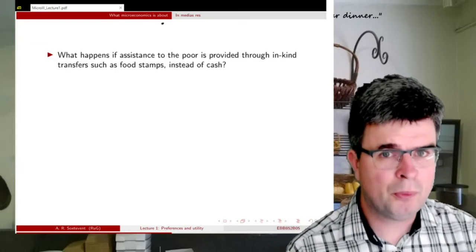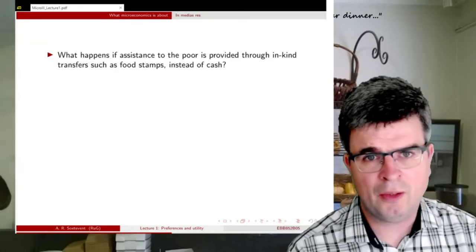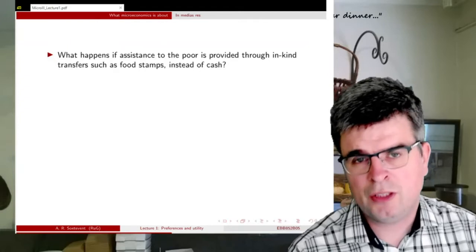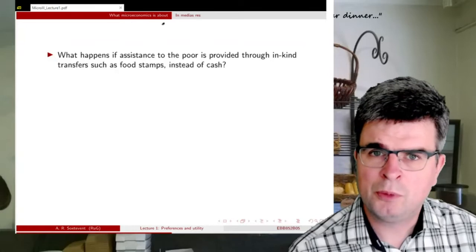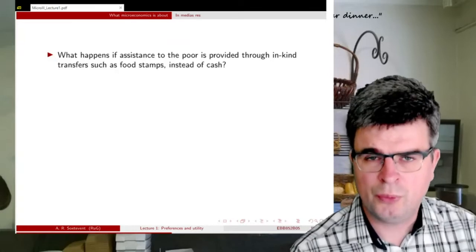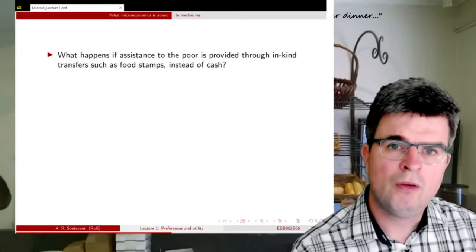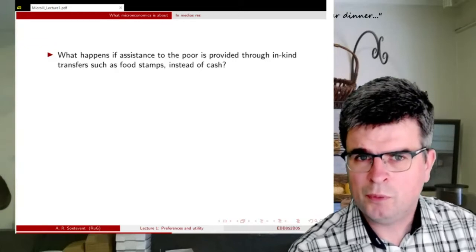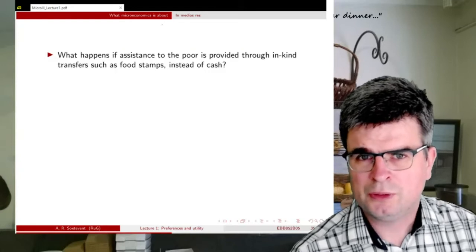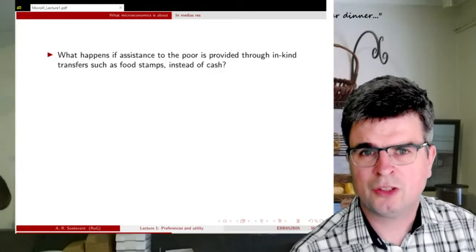But if the poor household acts rationally and they already spend, say, $50 a week on food, and now they get food stamps that allow them to buy $30 of food, then the rational thing to do would be, okay, now I use not my own money to buy food, but I use the food stamps and then $20 of my own money.